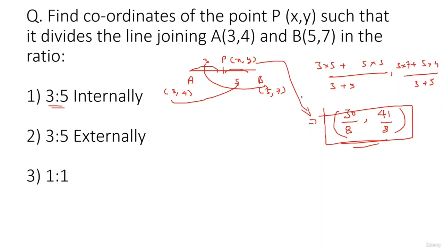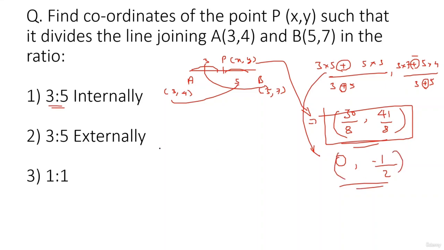Now guys, if this is externally, then instead of the plus sign everywhere you will simply have a minus sign, right? So 3 into 5 minus 5 into 3 will basically be 0. The x coordinate will become 0. What will the y coordinate be, guys? 3 into 7 is 21 minus 5 into 4 is 20, which is 1, upon 3 minus 5, which is minus 2. So 0 comma minus 1 by 2.